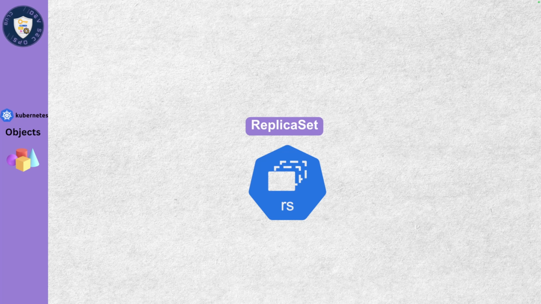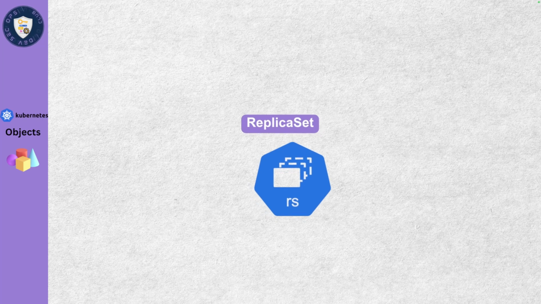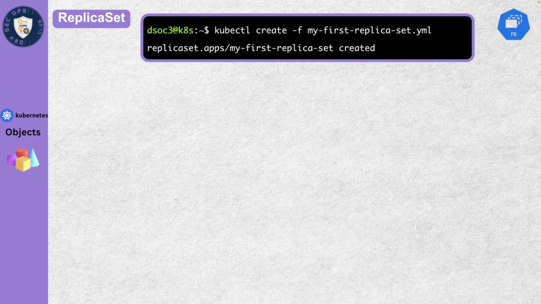So that is the thing you can do, this is possible, and that can be achieved by the replica set. So that is our next topic. Let's see how we can create a replica set. Previously it was called replication controller, but later on it changed to replica set. It is much better now. I like it personally, that's my personal opinion.